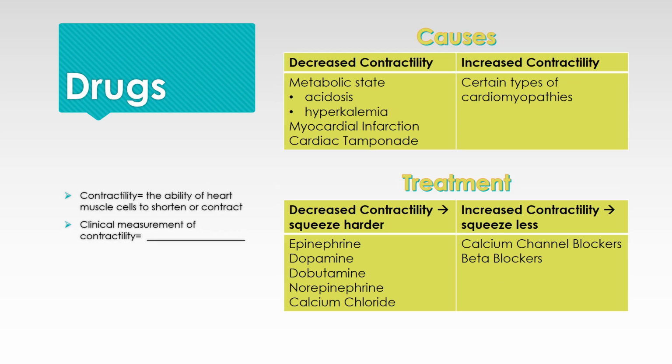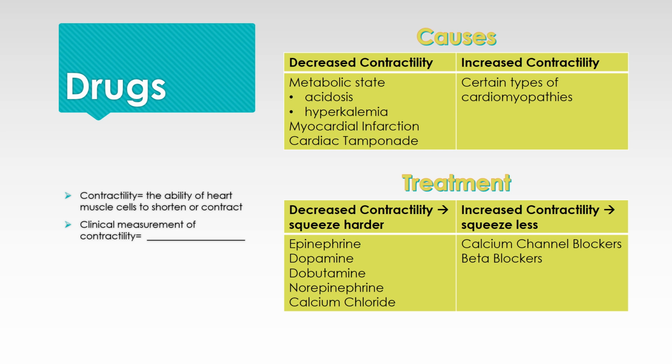When looking at drugs, we also need to look at the contractility. So contractility is the ability of the heart muscle cells to shorten or contract. Looking at the clinical measurement of contractility, you'll find that there is no direct measurement like we see with preload and it being like our CVP, or afterload being our SVR. Contractility really doesn't have a direct clinical measurement that we get from our devices.